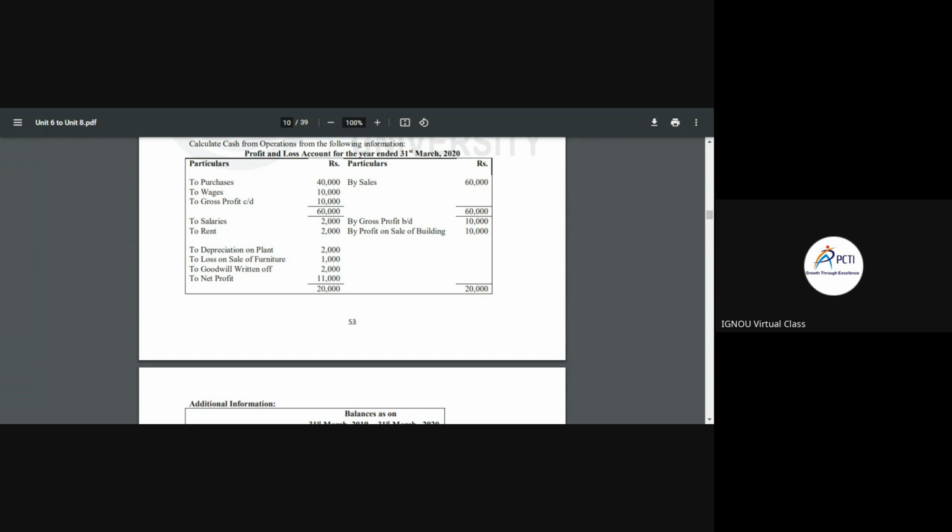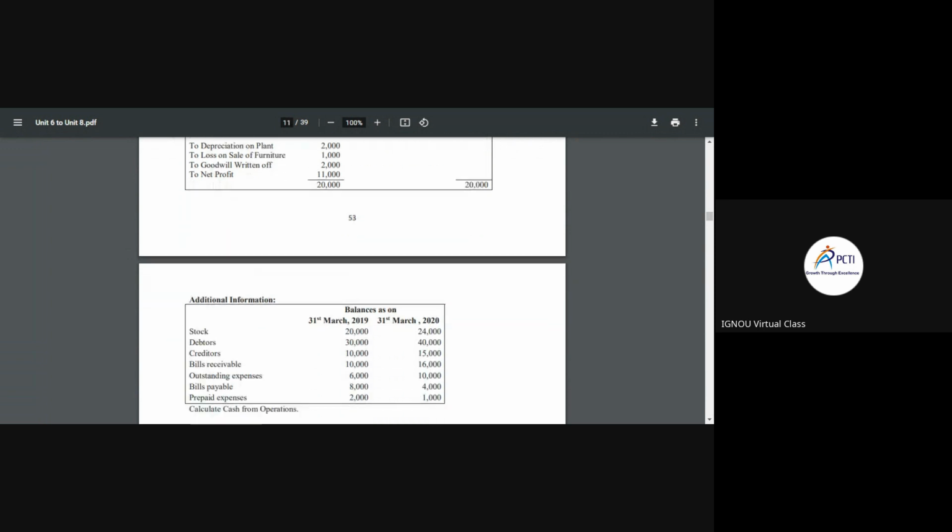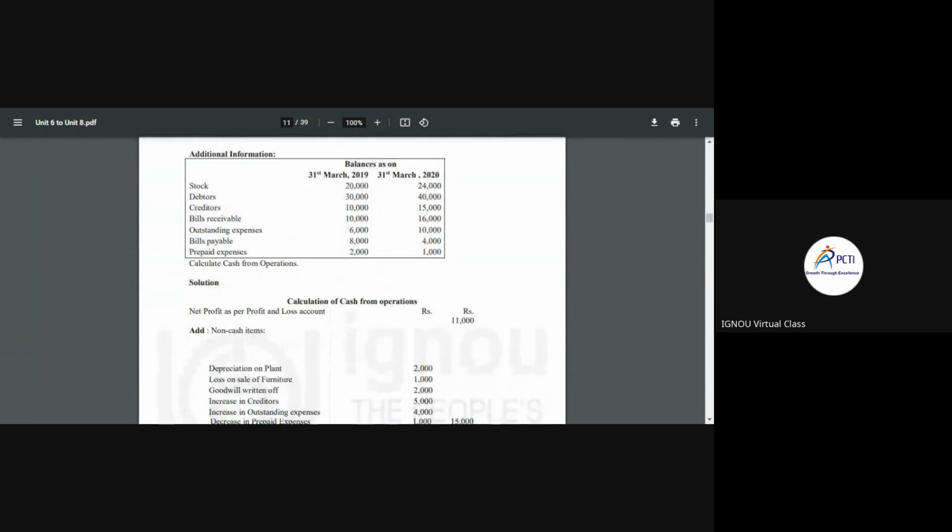Then we have depreciation on plant, loss on sale of furniture, goodwill written off. Then in the end, we have net profit. So we have additional information like balances as on 31st March 2019 and 31st March 2020. So the opening stock and the closing stock, like stock, debtors, creditors, bills receivable, outstanding expense, bills payable, prepaid expenses.